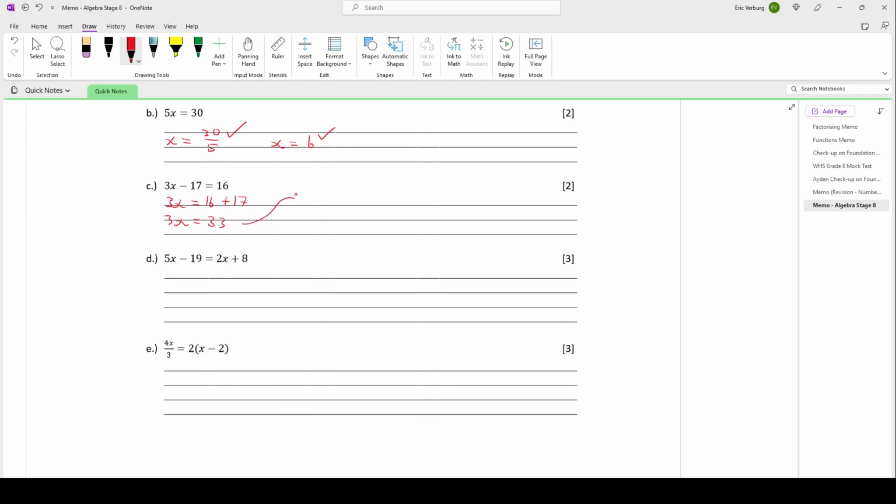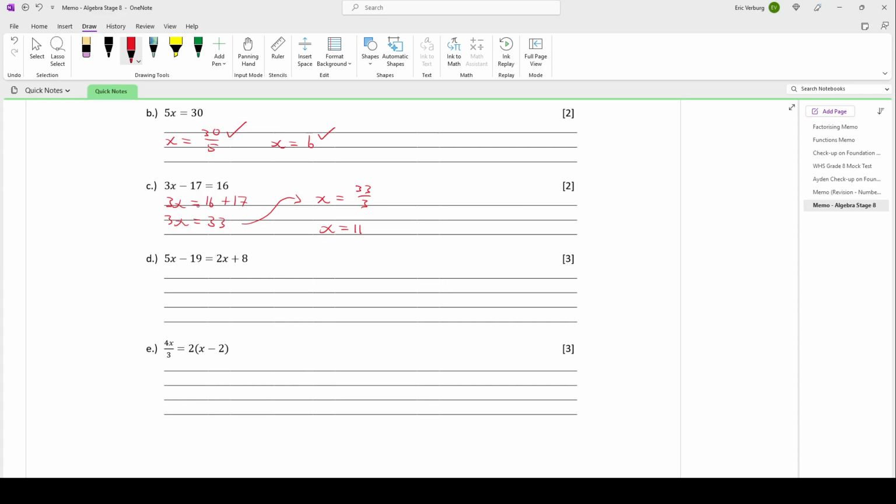And then for the next step, now we have to get rid of the times 3. So opposite of times 3 is divided by 3, which means x equals 33 divided by 3, and then we just do that calculation. So 33 divided by 3 is 11. All right.